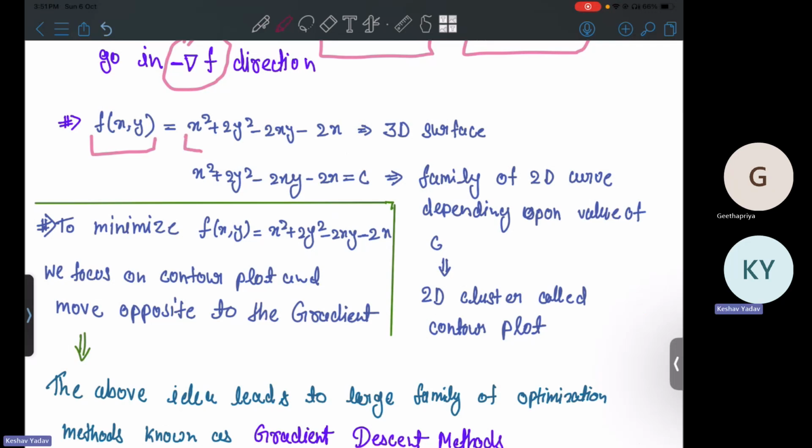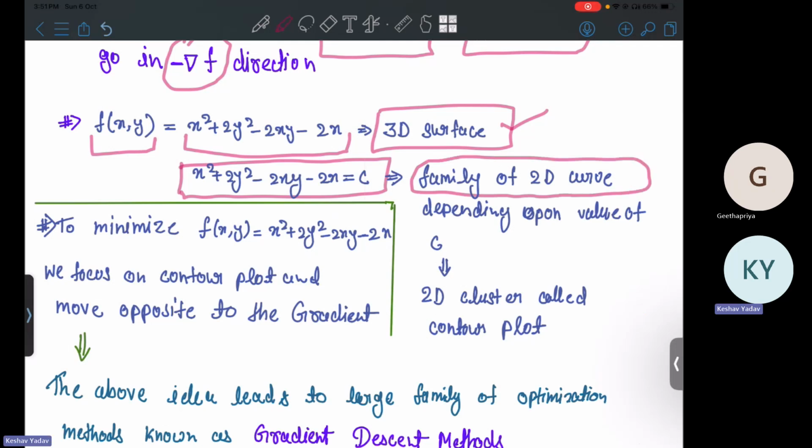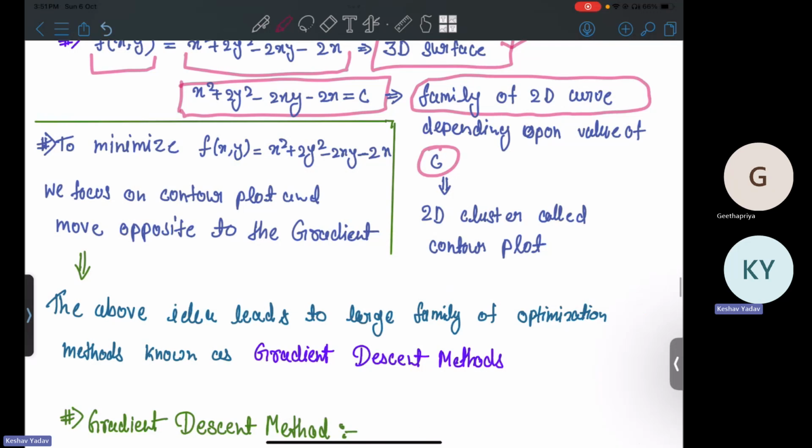Now if we consider this function x square plus 2y square minus 2xy minus 2x, so at different xy values it will give me a 3D surface. And if I set this equal to some constant c, this will give me a family of 2D curves for different values of c. So these 2D curves we call contours.